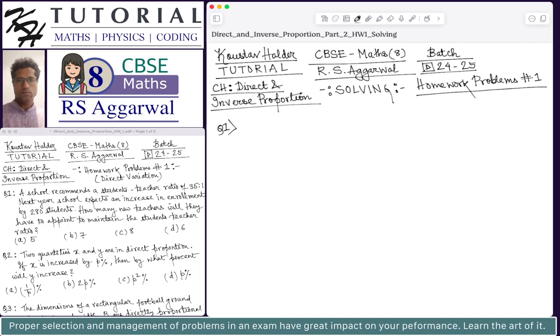So let's start solving the problems. The first problem says a school recommends a students teacher ratio of 35:1. Next year, school expects an increase in enrollment by 280 students. How many new teachers will they have to appoint to maintain the students teacher ratio? So whatever the number of students and whatever the number of teachers be, the ratio of the number of students and the number of teachers has to be always 35:1. So number of students divided by number of teachers.